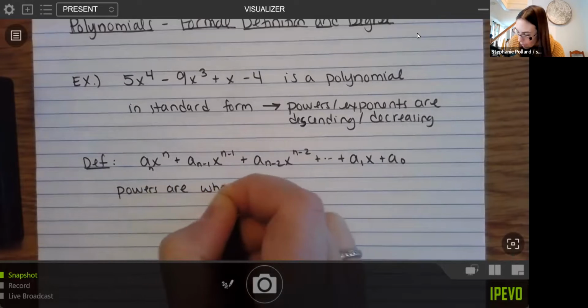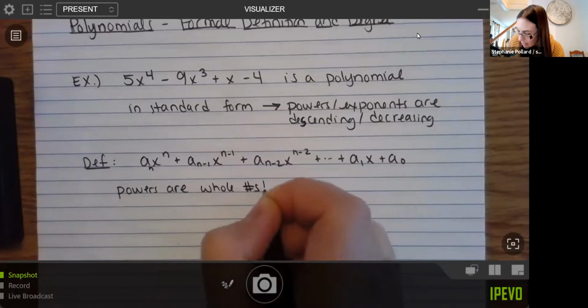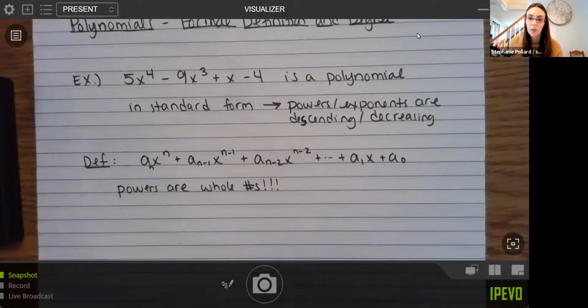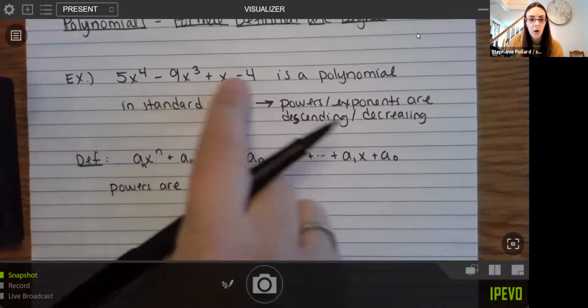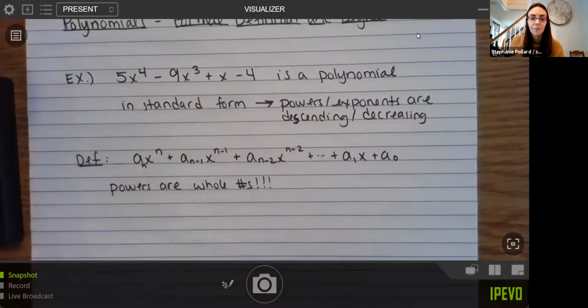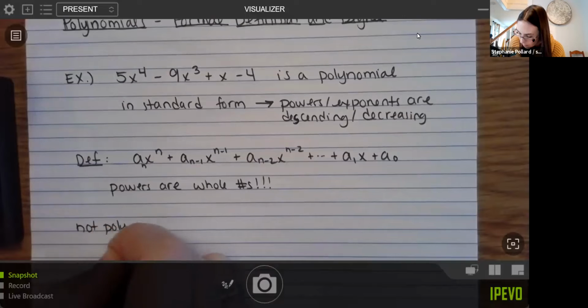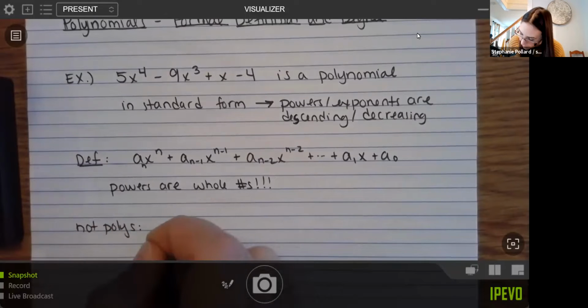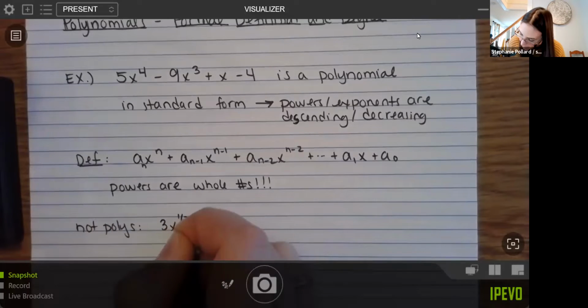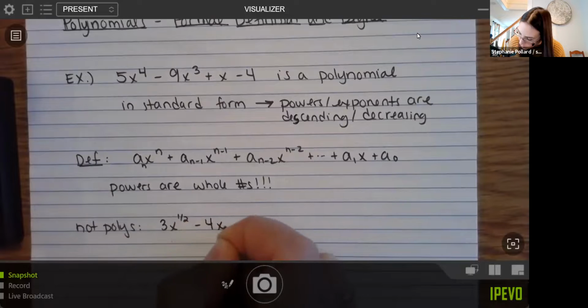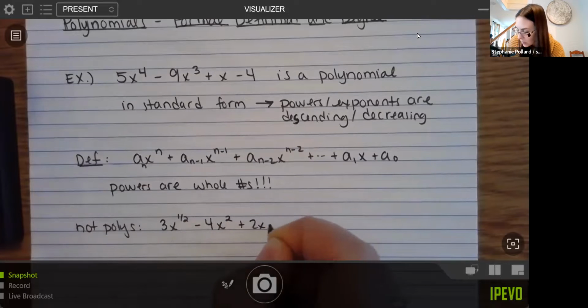Now, one thing I want to point out about polynomials is that your powers or your exponents are whole numbers. And that is really important with polynomials. So you can see here, all of our powers are whole numbers. They're all, no fractions, no decimals, no negatives even. So things that are not polynomials would be something like 3x to the 1/2 power minus 4x squared plus 2x minus 5, right?